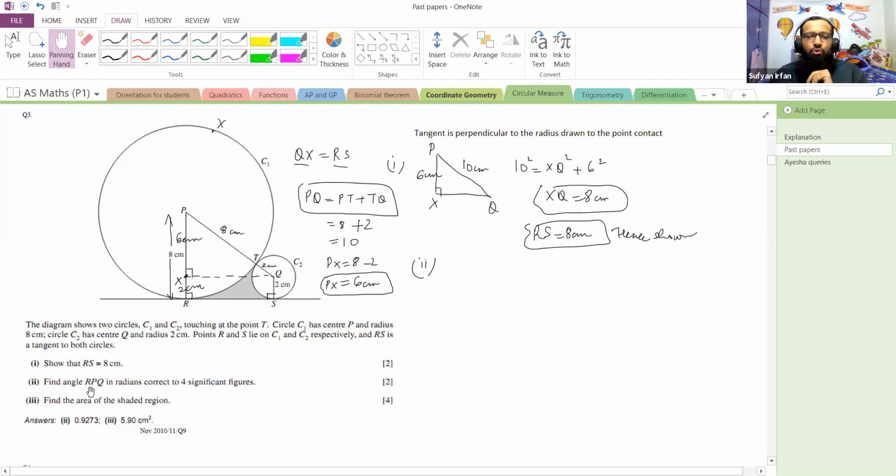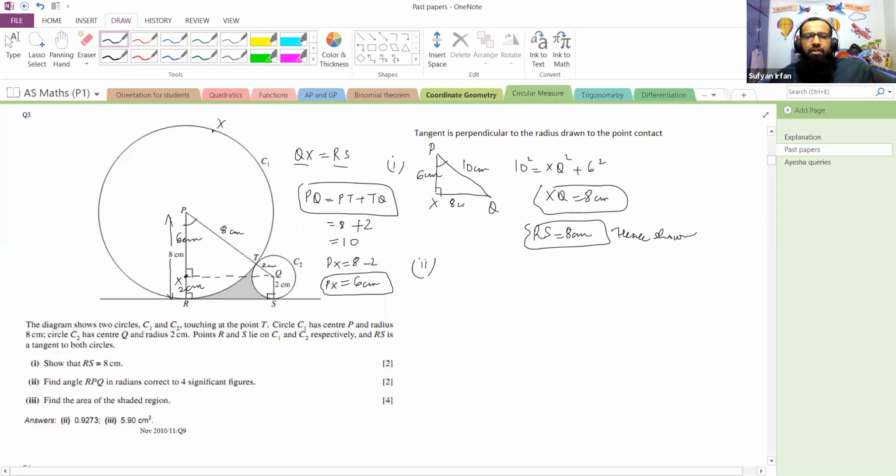Then comes part number 2 of the question, which says find angle RPQ. We have to find angle RPQ. Now this again is a simple task because RPQ is the same as XPQ. Whether we call it RPQ or XPQ, it is the same thing. Ultimately, what matters is that the angle is at P, and we can find it in the right angle triangle.